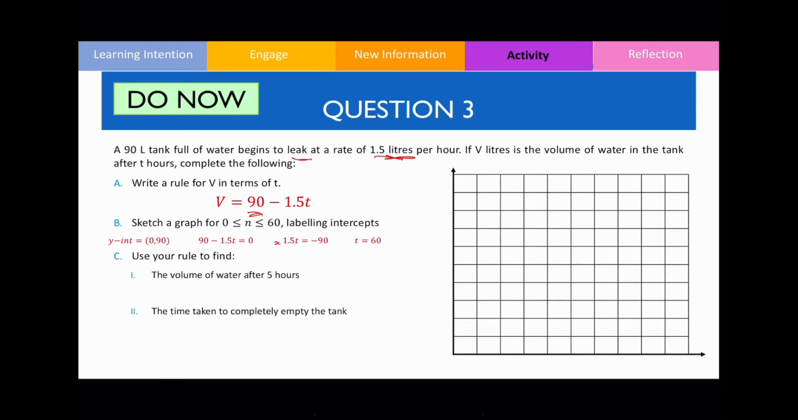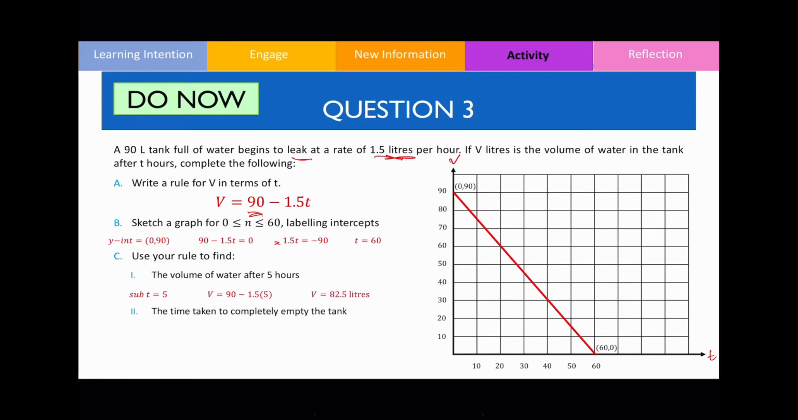All you need to do now is sketch our graph. I'm going to use these scales. As I said, you can use whatever scales you like when you're drawing, as long as you're labeling them and being consistent. So this would be my final answer, okay? Make sure I have V and T labeling the axes as well. Now for part C, use your rule to find the volume of water after 5 hours. We substitute T is equal to 5, and you should get an answer of 82.5 liters.